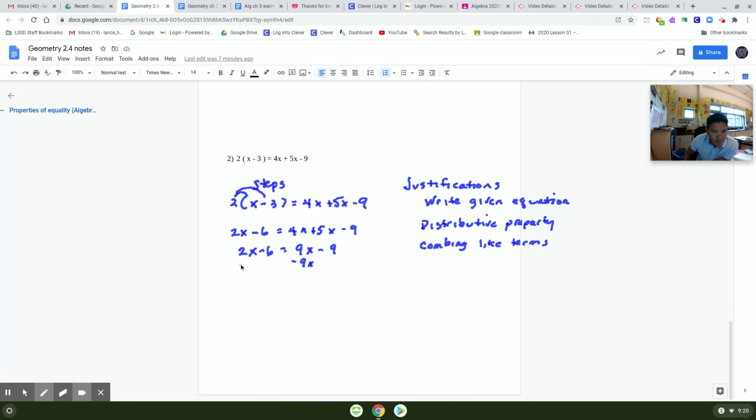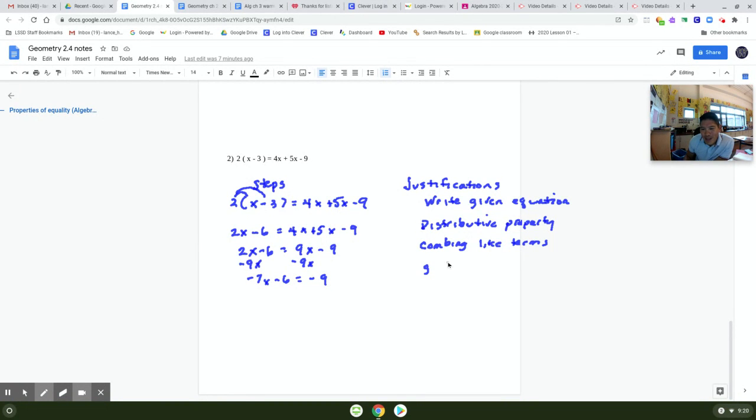As I mentioned, some people might do one thing, other people might do another thing. For instance, people might get the variable to the left side. Some people might get the variable to the right side. Okay, so subtract 9x from each side. Negative 7x minus 6 is equal to negative 9. Since I subtracted 9x from each side, that's using the subtraction property of equality.